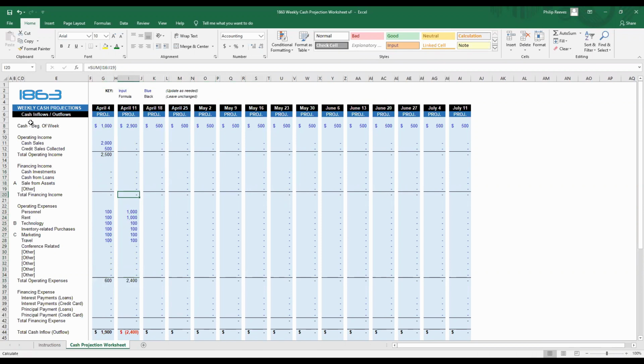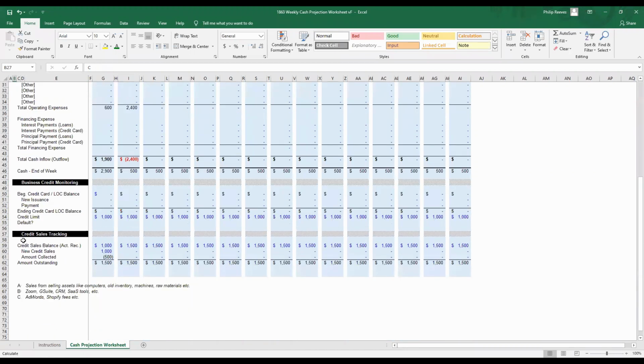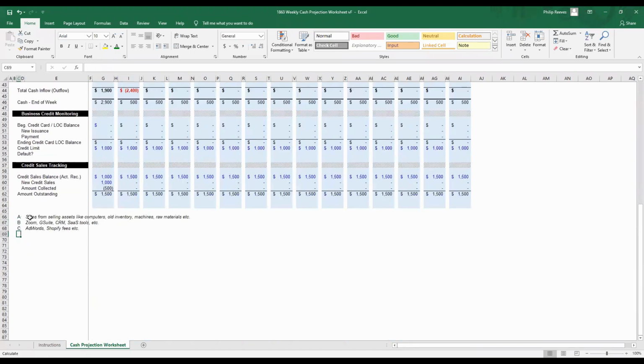Over here on the left, we've tried to input line items for a typical income statement and balance sheet. But for your business, it may be a little bit different, so feel free to change some of these, particularly where we placed "other." For items that require an explanation, we use letters. A, B, and C are used down here to show what those numbers mean.